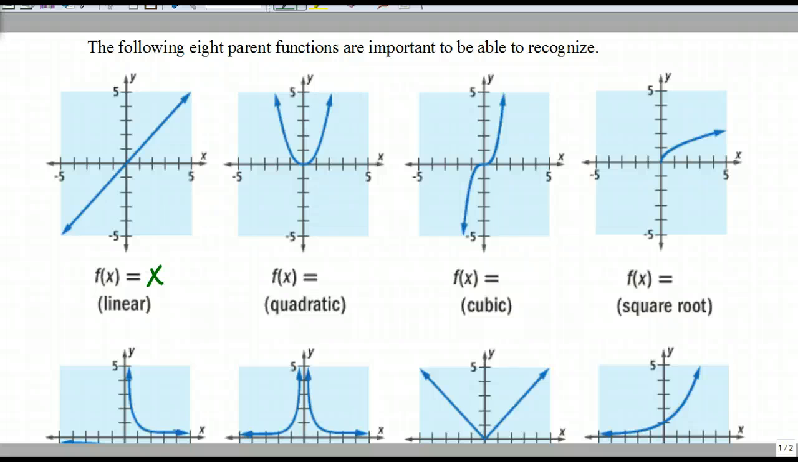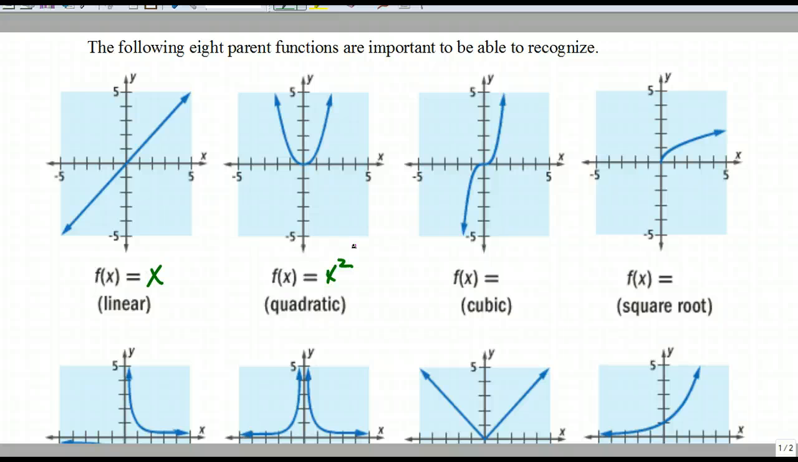So the second one is a quadratic. Can you guys guess what the parent function for this one's going to be? X squared. Very good. This one's just x squared. There's nothing fancy. It goes through the origin.